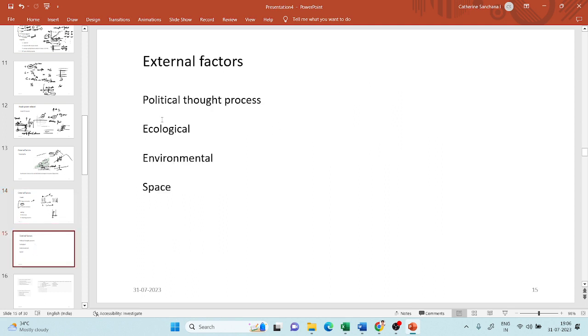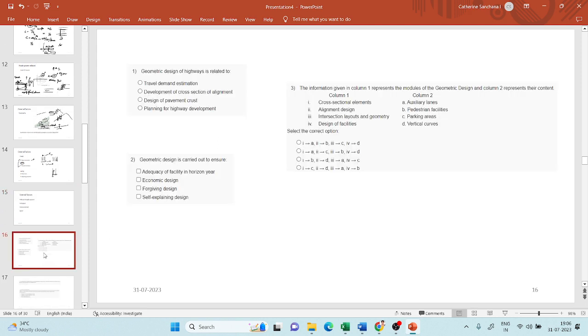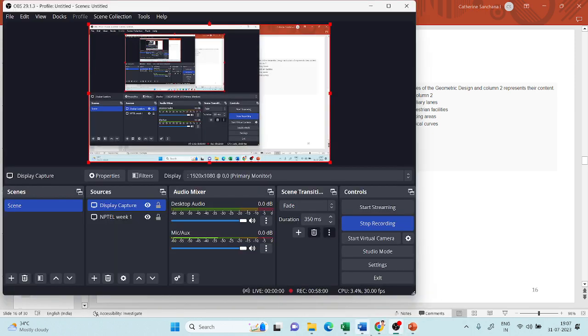And there are many other external factors. Now, since we've exceeded the time, we will move on to problems. Okay, so these are previous years' assignment problems. Now the first question is the geometric design of... so many people were asking doubts, right?